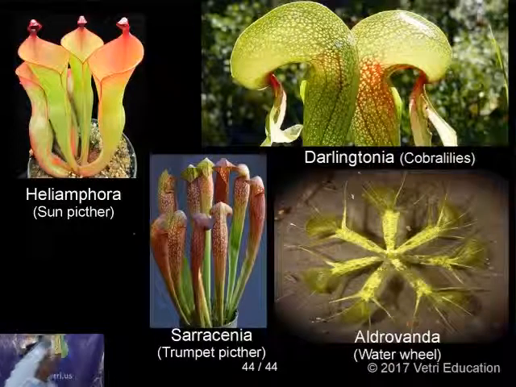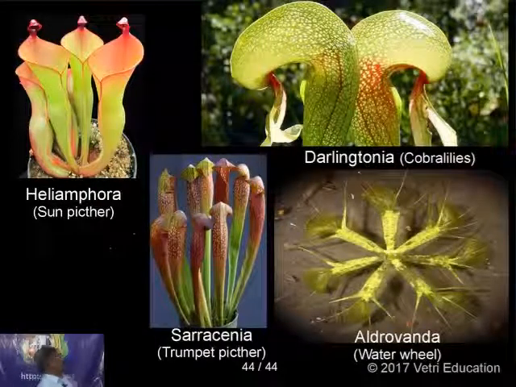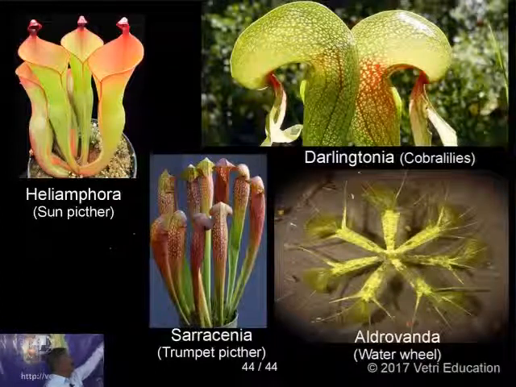See, the first one is called Heliamphora, sun pitcher. Just like Nepenthes, but the difference is a small lid here. It shows that there is no function of the lid. Closing and opening of the lid is not correct. So here you can find a small lid. Any insect that enters is digested.